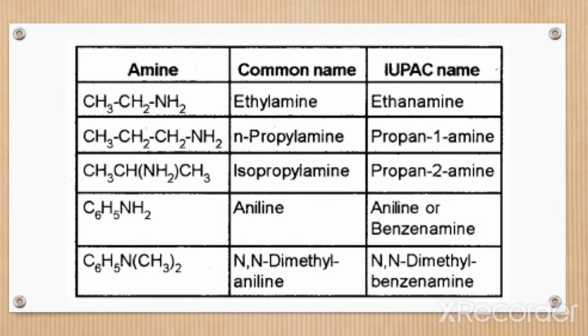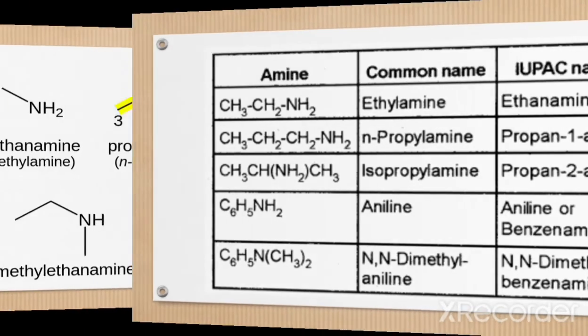And the other is the benzene that is attached with the amine group, and the amine group is further attached with two methyl groups, so we will name it as N,N-dimethylaniline. These are the common names and IUPAC names of different kinds of amines.